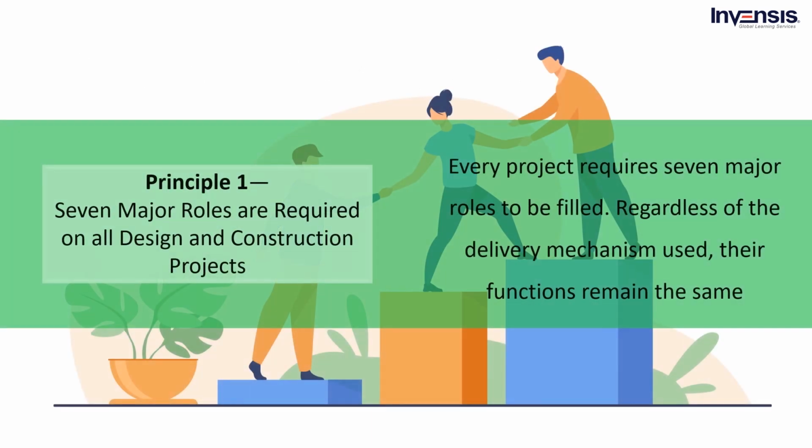Principle 1, 7 major roles are required on all design and construction projects. Every design and construction project requires 7 major roles to be filled. Regardless of the delivery mechanism used, their functions remain the same. The 7 roles are: owner decision maker, this is the individual or people who have the power to make project choices on the owner's behalf.